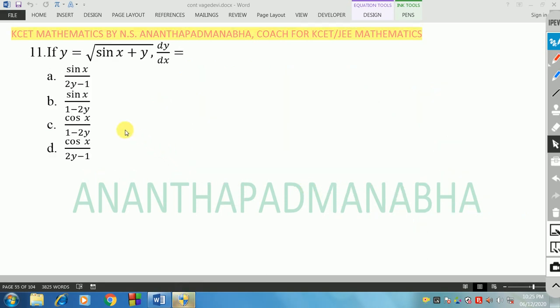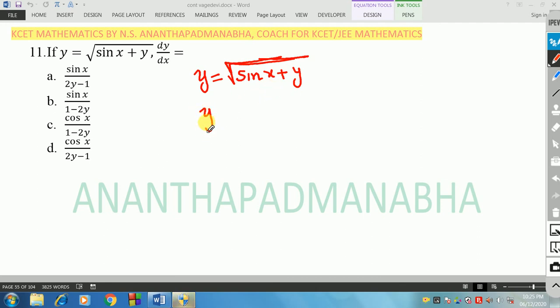Next we have y is equal to square root of sin x plus y. dy by dx is equal to: option A, sin x by 2y minus 1; option B, sin x by 1 minus 2y; option C, cos x by 1 minus 2y; and option D, cos x by 2y minus 1. So let us consider y is equal to square root of sin x plus y.